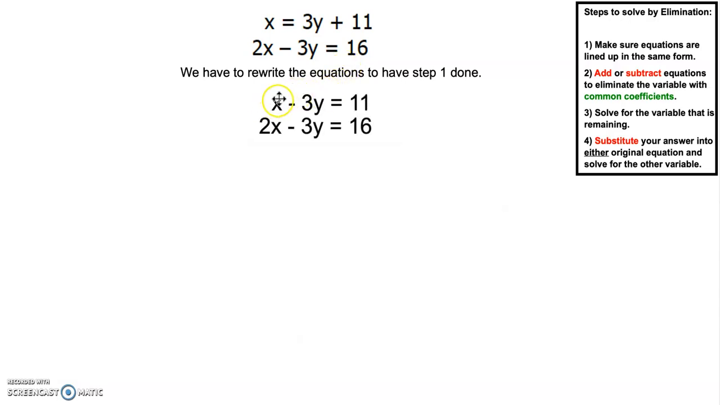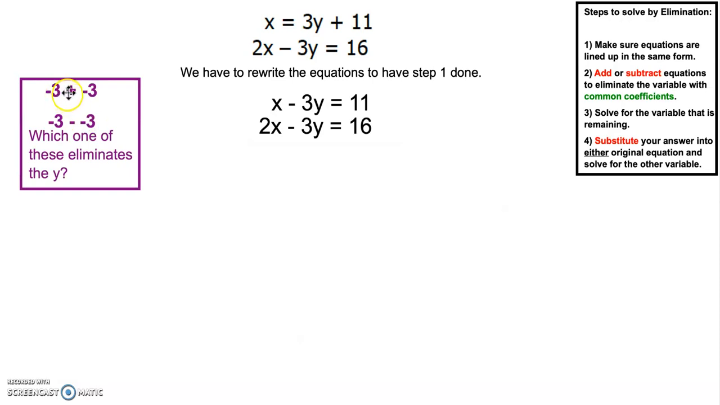So our new system will look like x minus 3y equals 11 by just changing the first equation with subtracting 3y from both sides. Notice that the second equation did not change at all. So now we're ready for step 2. We notice that the y terms both have 3's as their coefficient. We have a -3 and a -3. So would addition or subtraction work here?